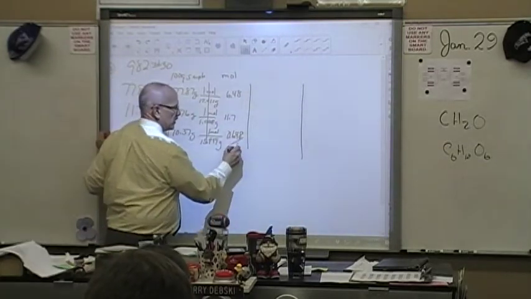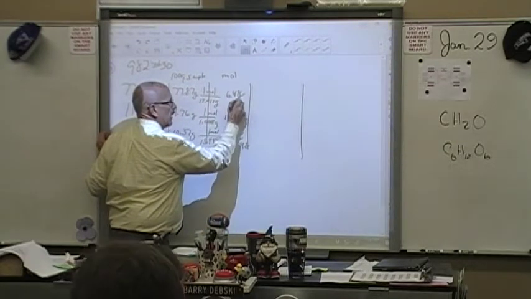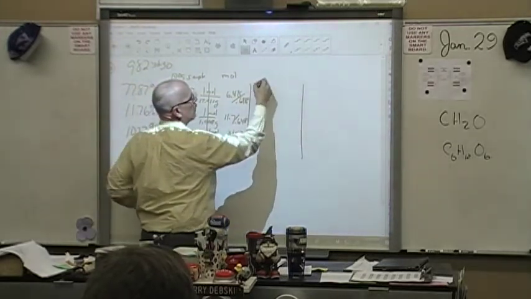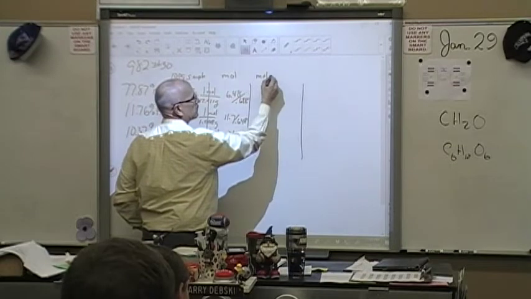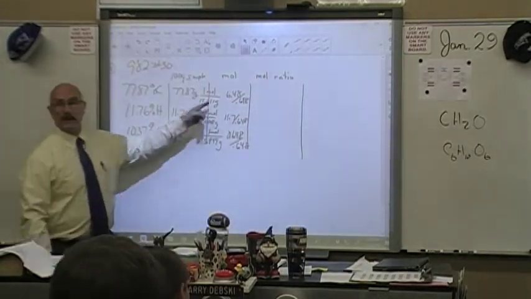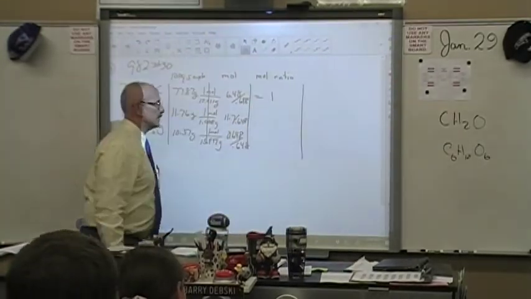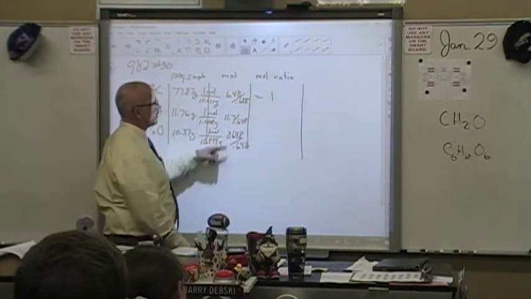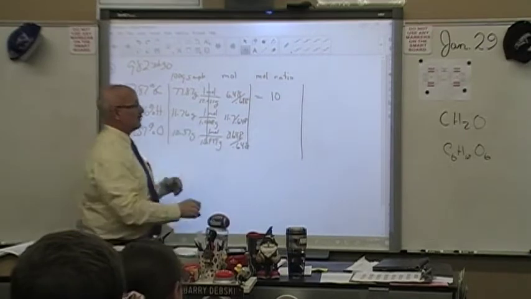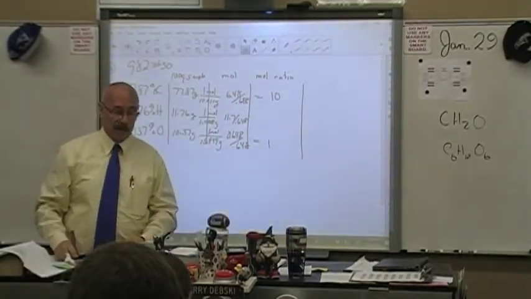In this case, 0.648. And this column is going to be called mole ratio, I'm going to call it. Now the obvious one, I don't need a calculator for the first one, right? That's cool. And I don't need a calculator for the last one. Oh, actually that's 10, isn't it? Yeah, 6.48 divided by 0.648. And the last one's going to be 1. The one you always divide by first is the one that's going to be 1.